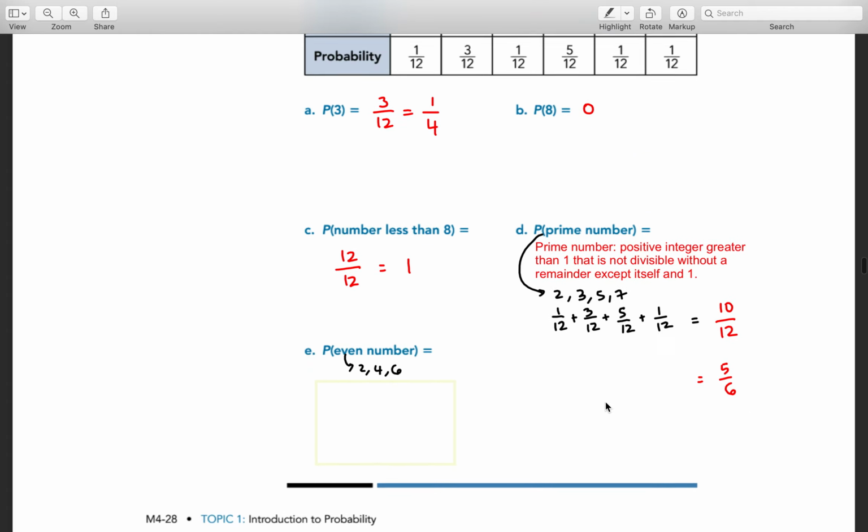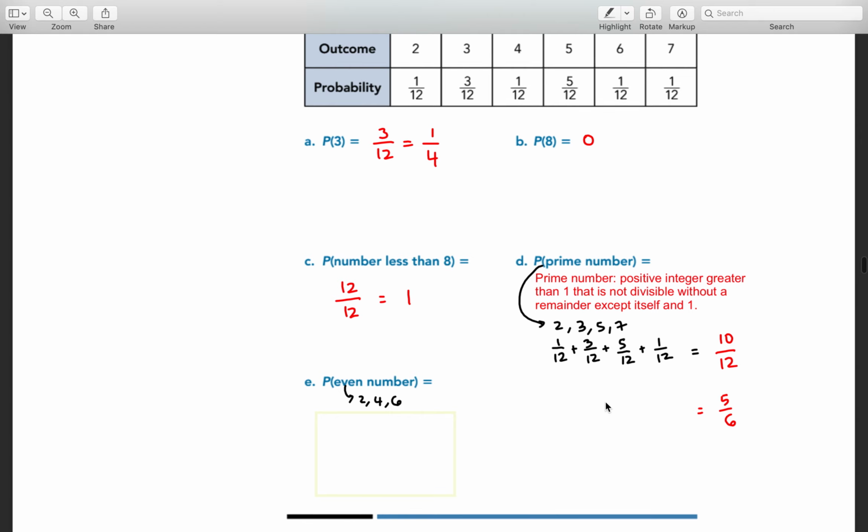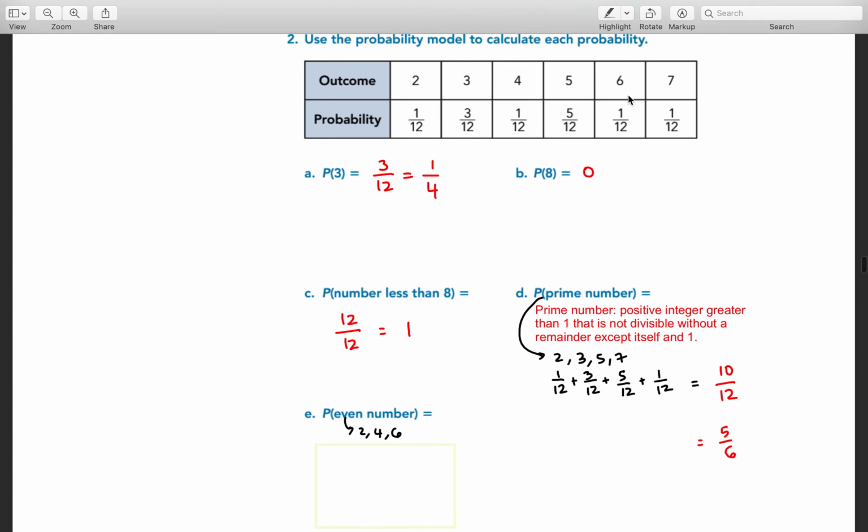And lastly, probability of you rolling an even number. Even numbers are 2, 4, and 6 from this model. So we can say 2 is 1 over 12, so we write 1 over 12. And you rolling a 4 would be 1 over 12, so we add 1 over 12. And same thing for 6, it's going to be 1 over 12 as well. So when you add them all up, you get 3 over 12, which simplifies to 1/4.